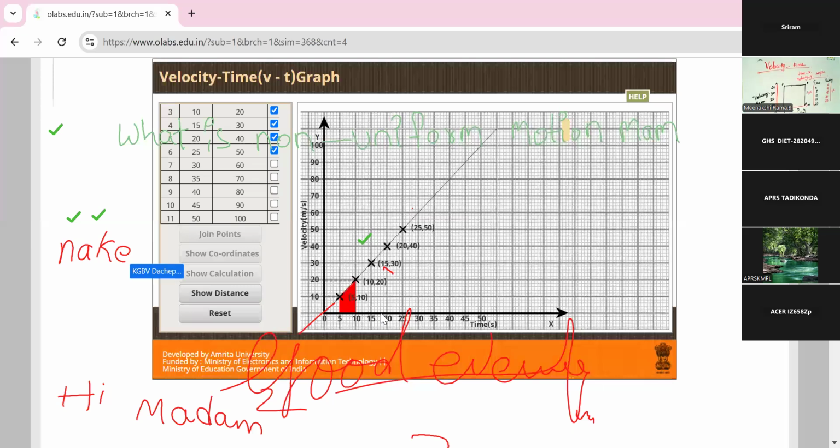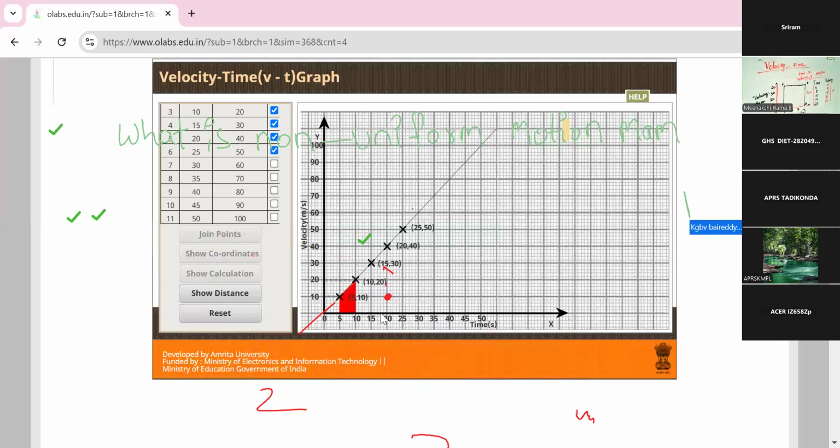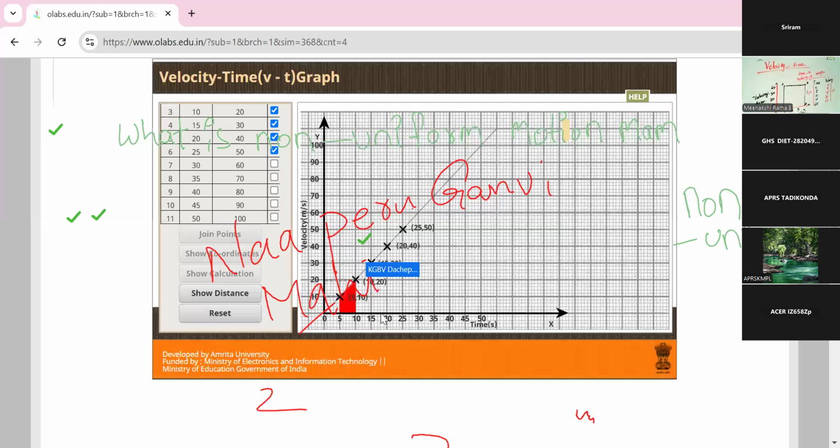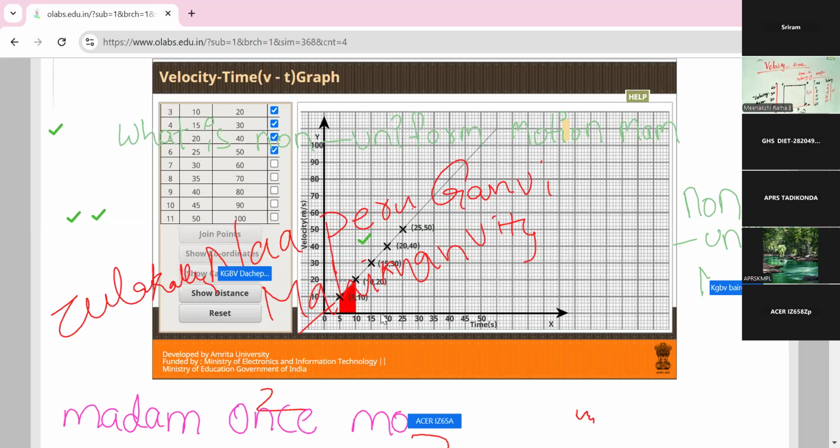So what is uniform motion? I already told you. Uniform motion means a person covers the same distance in equal intervals of travelling time. That is called uniform motion. Uniform motion is nothing but a person covering equal distances in equal intervals of time.